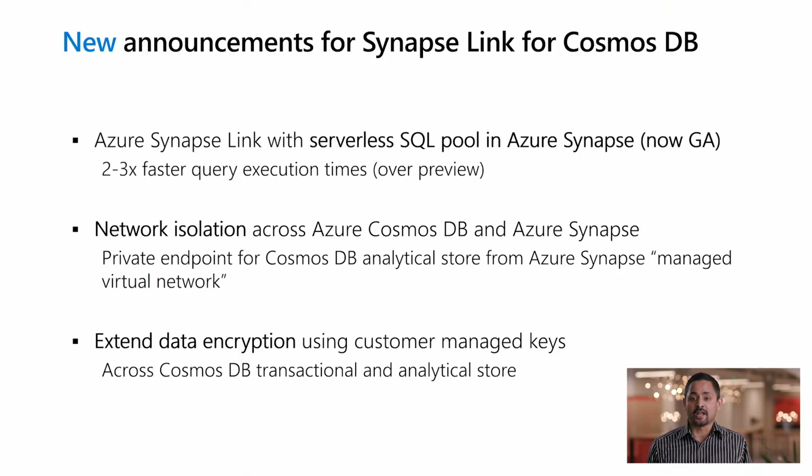Today, we are proud to announce that Azure Synapse Link with serverless SQL pool is in GA. We have 2 to 3 times faster query execution times over what you saw in preview. We also have extended the network isolation capabilities from the managed VNet of Azure Synapse to your analytical store using private endpoints in Cosmos DB.